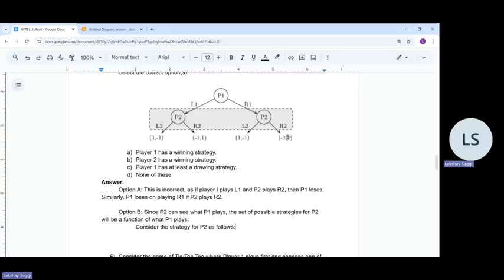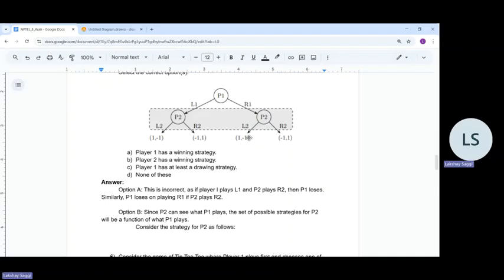So here player 2 has a function: if player 2 always plays R2, then player 2 will always be winning. Here it's a constant function, but in general it will be a function, right? Suppose I switch these two payoffs from 1 and -1. Then if player 1 played R1, player 2 would have to play L2 to win, if these payoffs were switched.